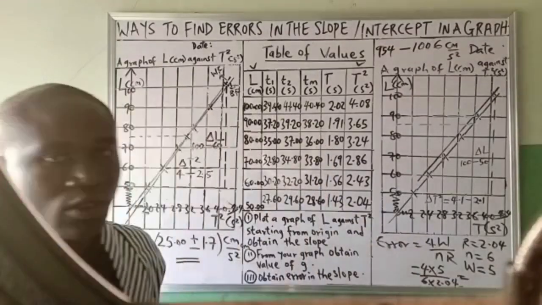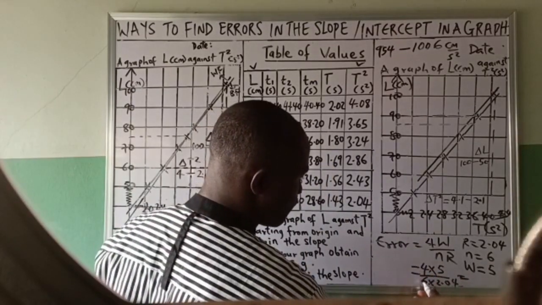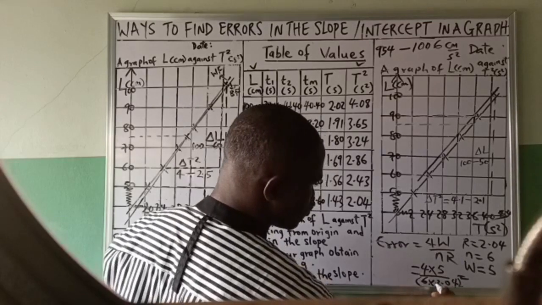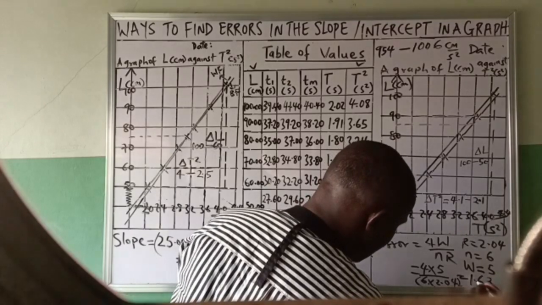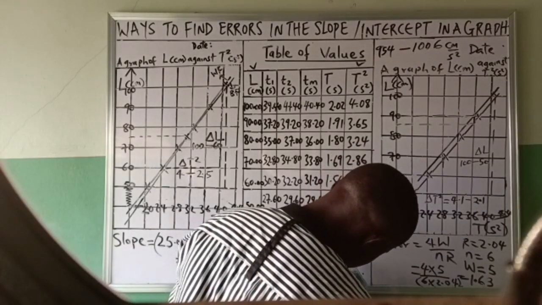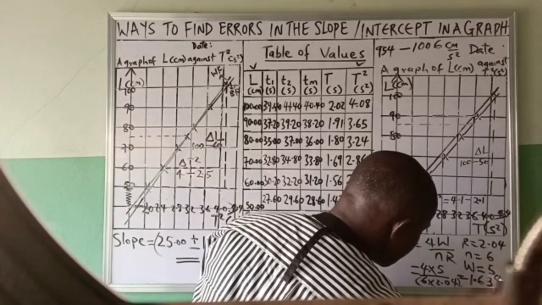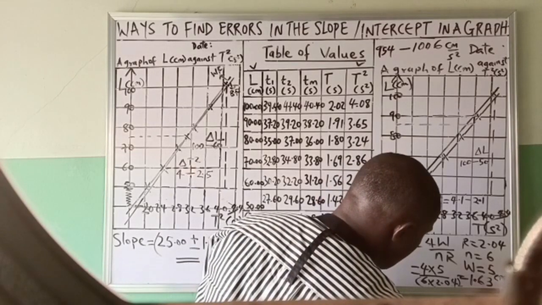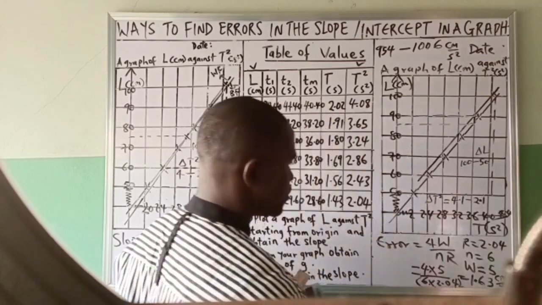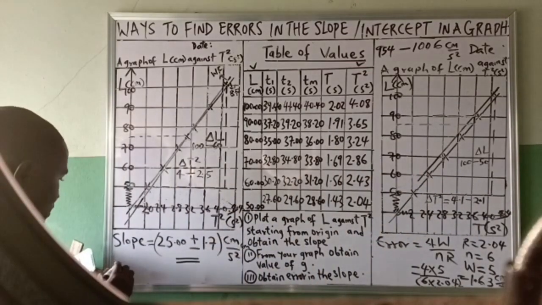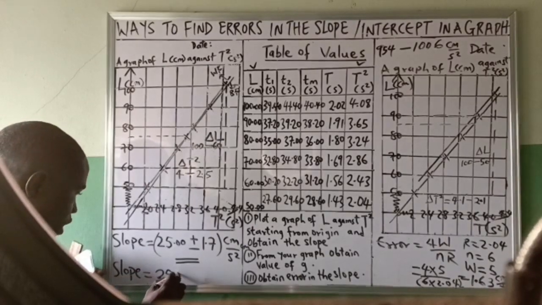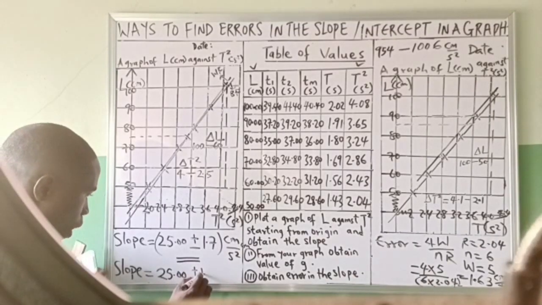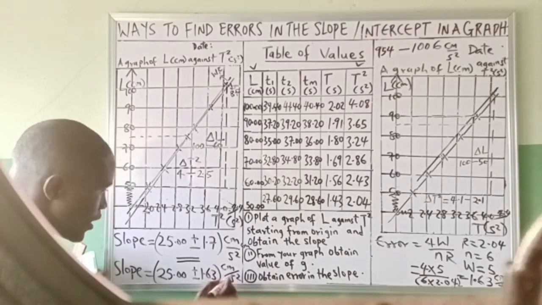Let's see what it gives us. So 4 times 5 is 20, all over 6 times 2.04. That should be giving you 1.63 centimeter per second squared. So what we have is, we package it this way: slope equals 25.00 plus or minus 1.63 centimeter per second squared.